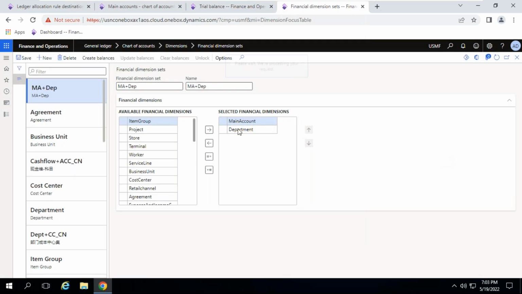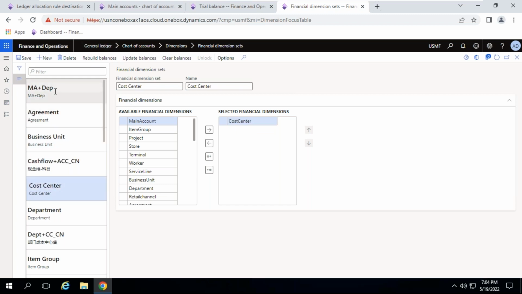So look at this one. It is create balances, update balances. If I click create balances, it will be changed to update balances like here. So usually menu name will not change, but only financial dimension sets. Once if we click on create balances, this menu will be changed to update balances. Look at this one, rebuild balances. Whenever you are creating, it is create balances. So you need to click on create balances.